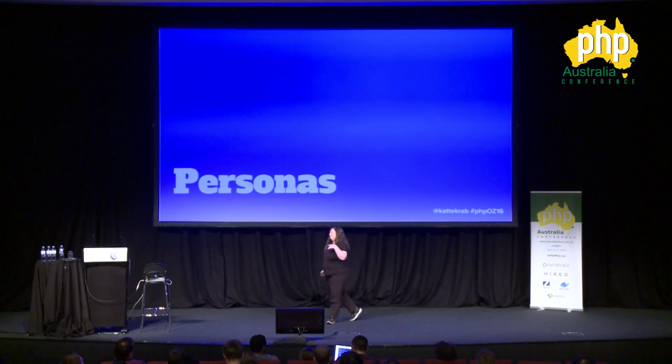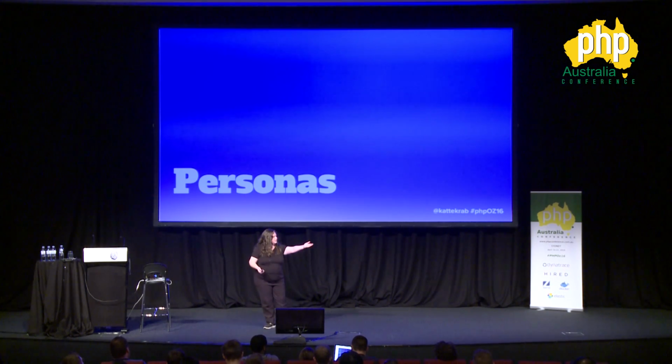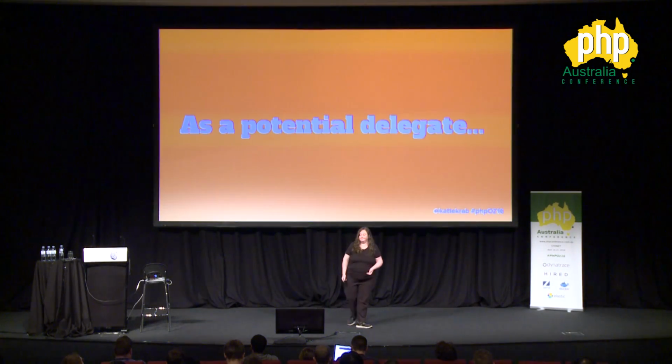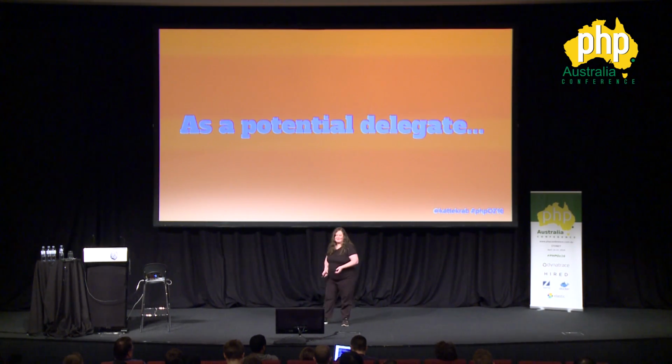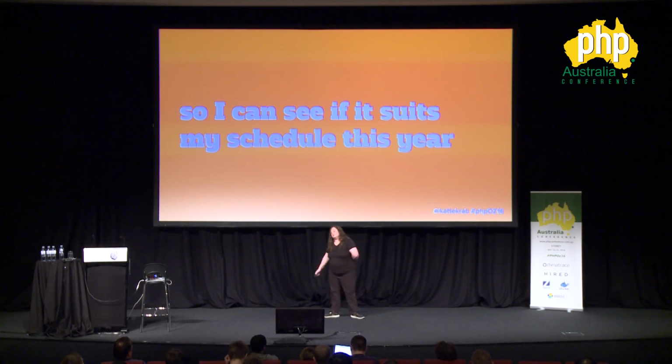Once we've decided on a website, we have personas: authenticated user, non-authenticated user, admin user. So I went with a conference website. I figured that was a pretty safe bet for a conference audience. As a potential delegate, I want to know the date of the conference so I can see if it suits my schedule this year.